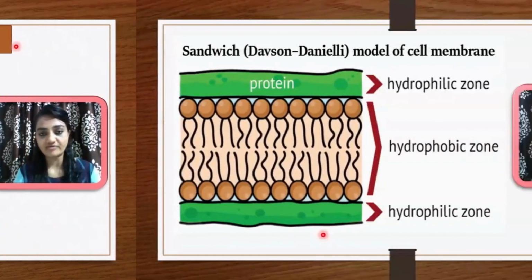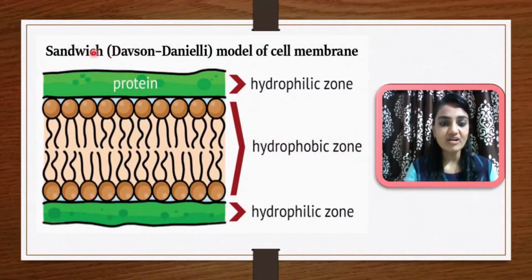Now let me summarize using this diagram. What is the sandwich model? The sandwich model is given by Dawson and Danielli. According to it, this is the protein layer, and here is another protein layer, which create hydrophilic zones. In between there is the hydrophobic zone, and this is the lipid layer which is sandwiched between the protein layers. So it is the sandwich model, that's why it is called the sandwich model of Dawson and Danielli.